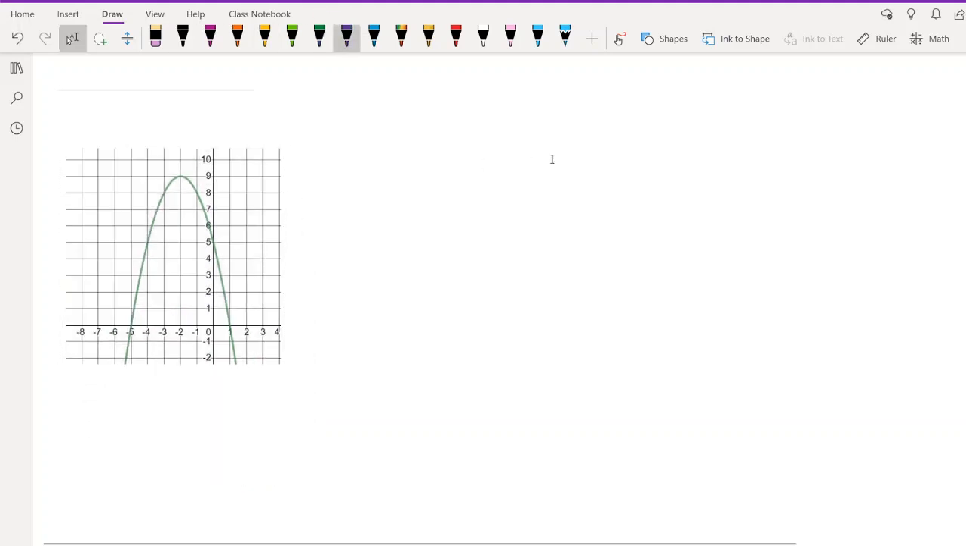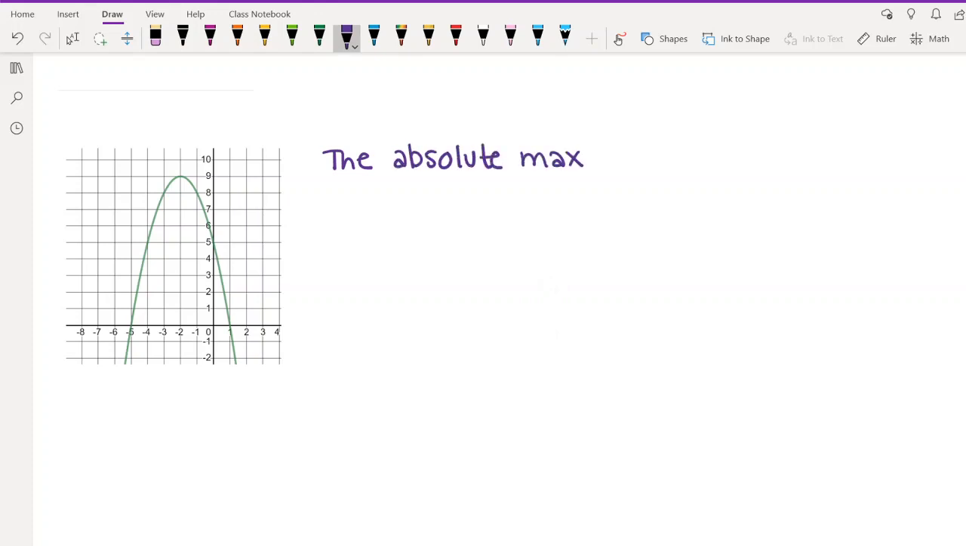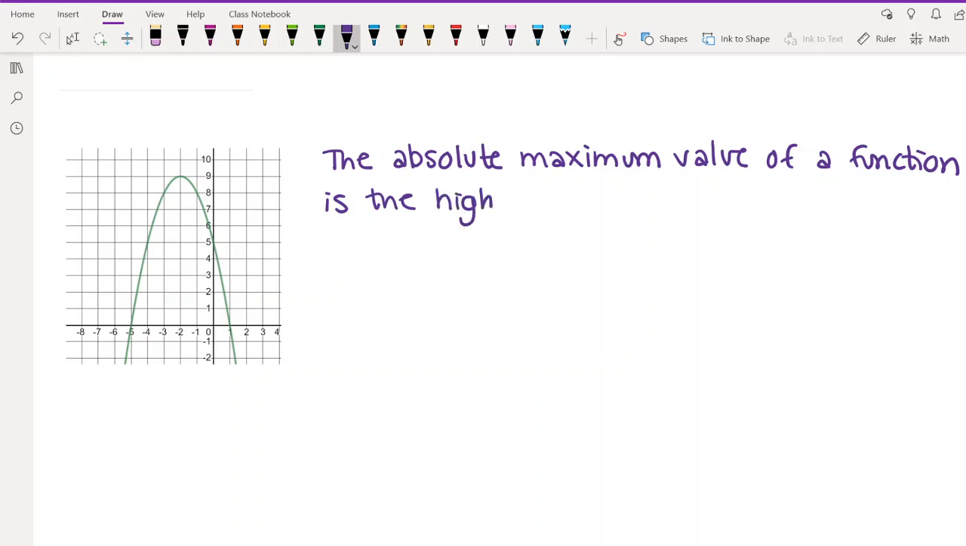So let me just write this down. So the absolute maximum value of a function is the highest, or maybe let me say it this way, largest y value included in the function.